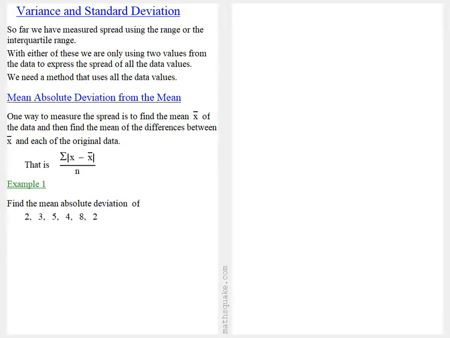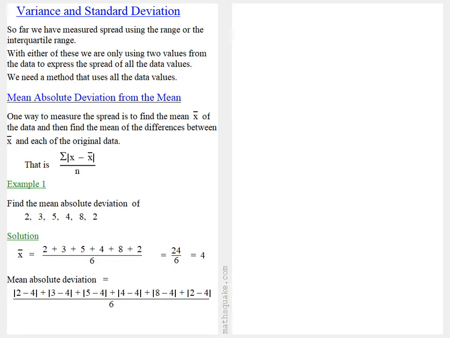So for example, to find the mean absolute deviation of the numbers 2, 3, 5, 4, 8 and 2, we first find the mean of those numbers. So x bar is equal to 2 plus 3 plus 5 plus 4 plus 8 plus 2 all over 6, which is 24 over 6, or 4. Then we find the mean absolute deviation.